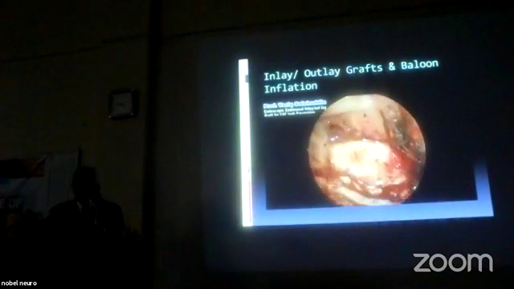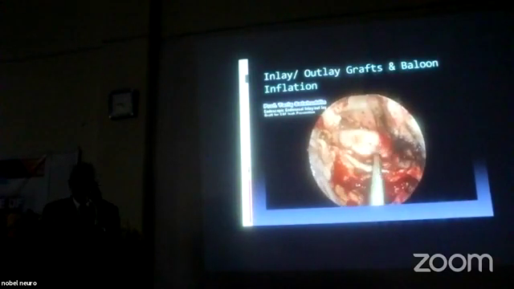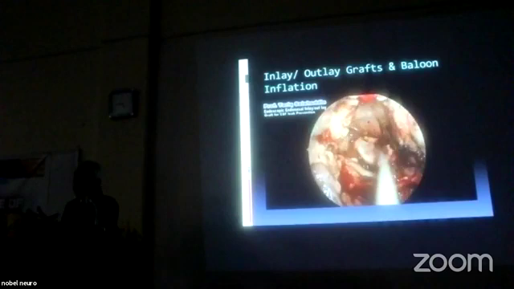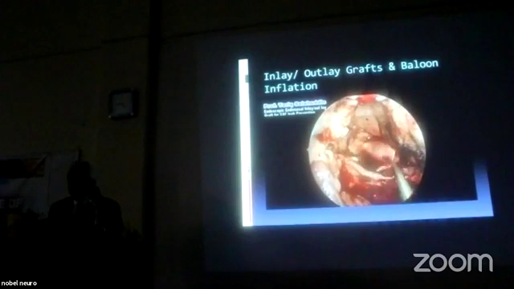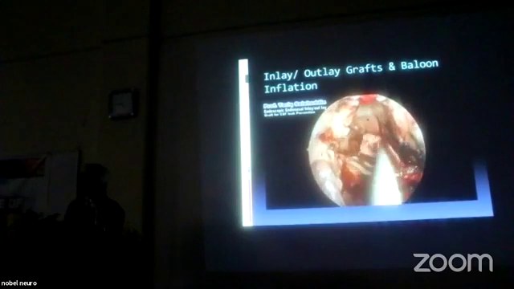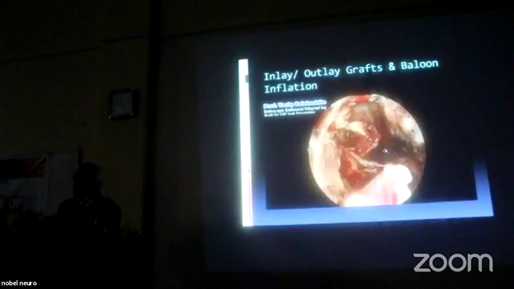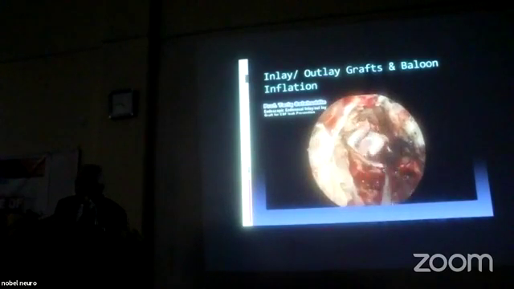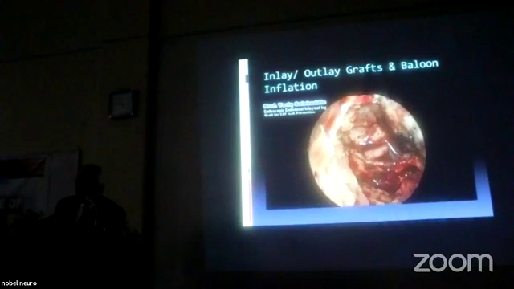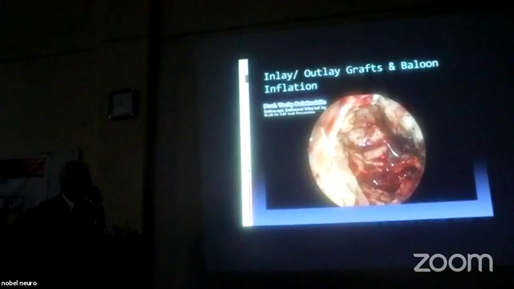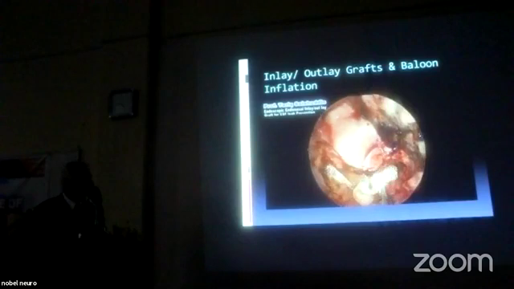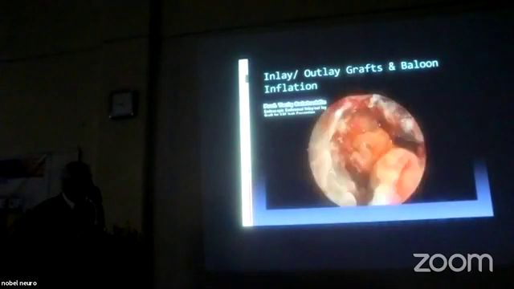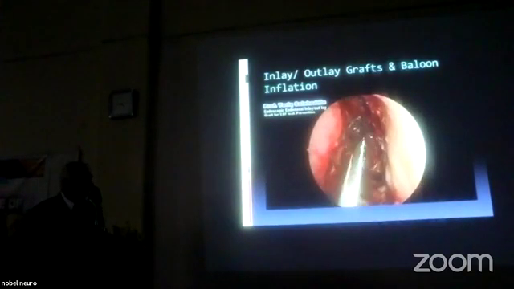Inlay graft. You tuck it into the dura. And since this is a fascia lata, you reverse it. Otherwise, it slips every time you try to push it in. And this is the onlay graft on top of that. You can see how big the hole is after excision of some big tumors. Fat graft, and you put fibrin glue on top of that.